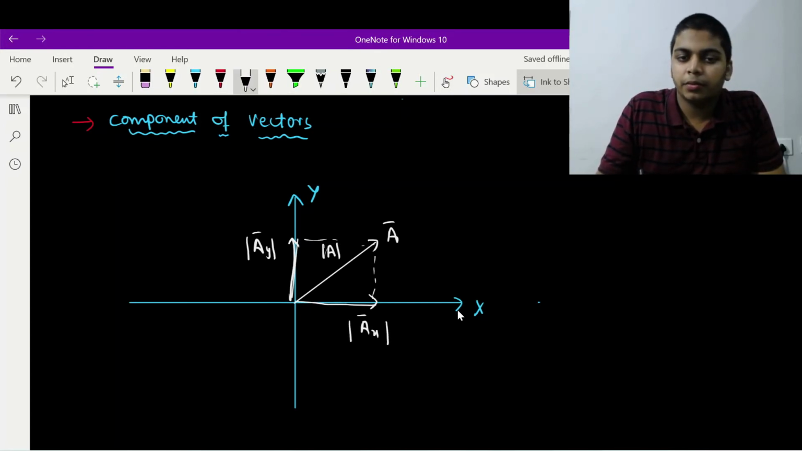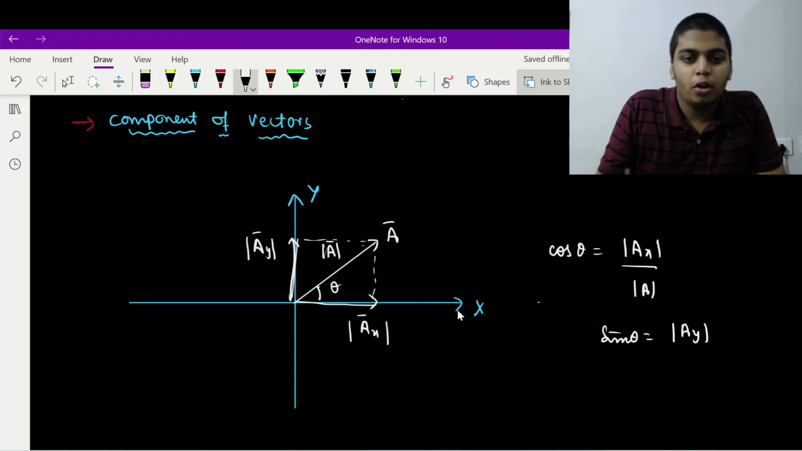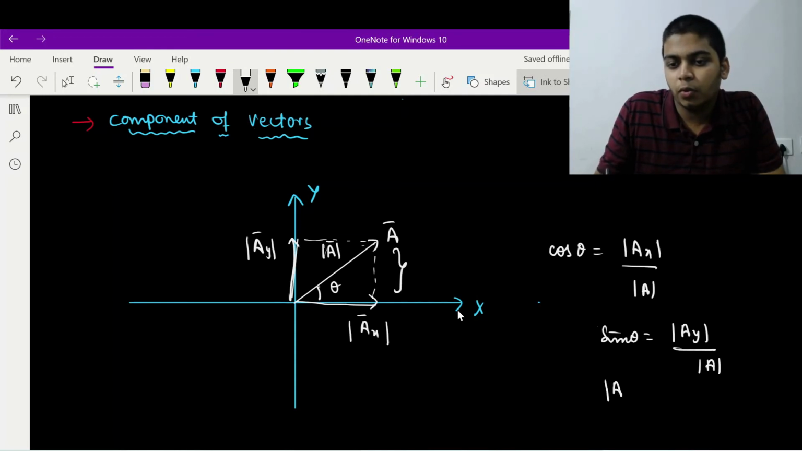Now let me find out what is mod a x bar and what is mod a y bar. Let us say this is some angle theta, and mod a x bar and mod a bar are related with the trigonometric ratio cosine, right? So your cos theta is nothing but adjacent side mod a x by mod a, and your sin theta is nothing but mod a y, the opposite side, by the hypotenuse mod a. So your mod a x is nothing but mod a cos theta, and your mod a y is nothing but mod a sin theta.